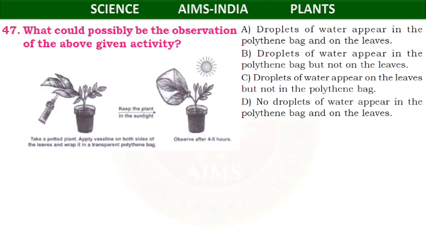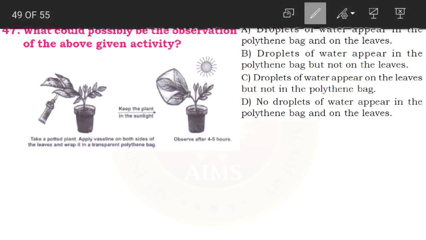Now we'll go to the 47th one. What could possibly be the observation of the above given activity? See, children, here you have two pots where a plant is planted, and in the first pot it is written: take a potted plant, apply Vaseline on both sides of the leaves and wrap it in a transparent polythene bag as it is there, and keep the plant in the sunlight.